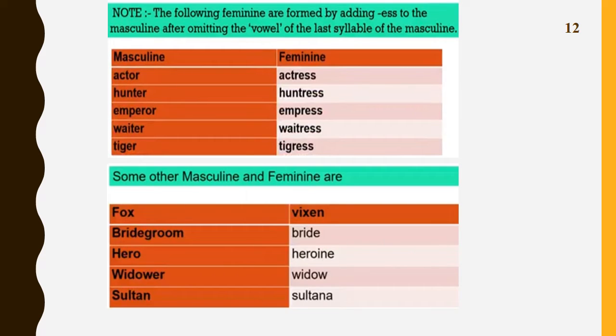Some other masculine and feminine pairs are: fox, vixen; bridegroom, bride; hero, heroine; widower, widow; sultan, sultana.